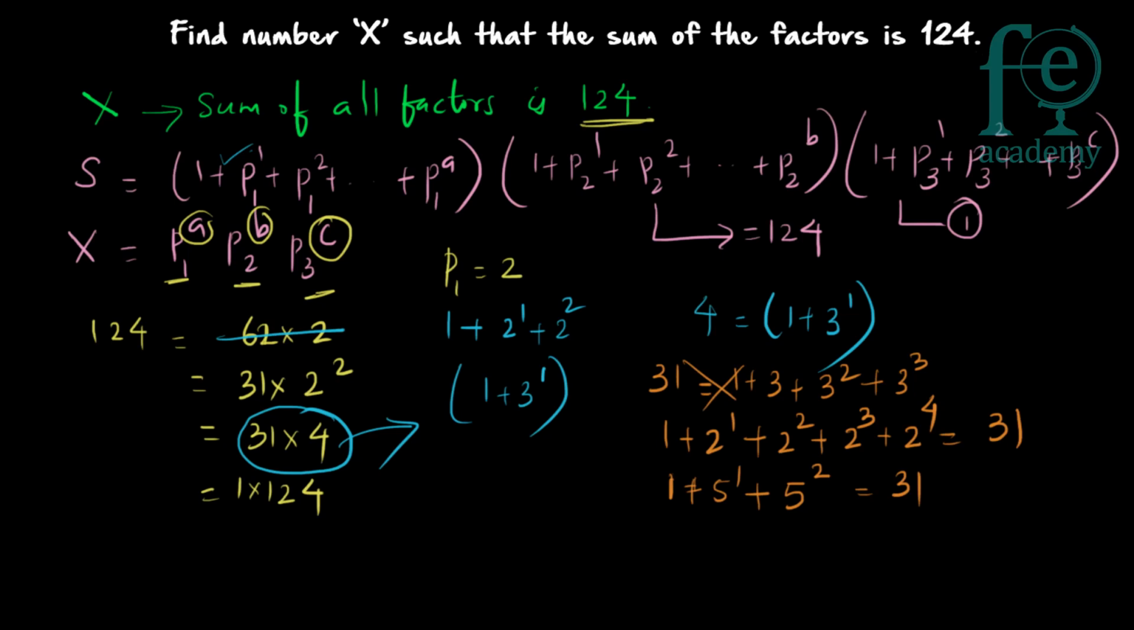We have to express 124 as a product of two terms here. Here the two terms are this one, 1 plus p1 plus p1 square, and this term. That means we have to express 124 as the product of sums of powers of prime numbers. Okay, I will write and show.